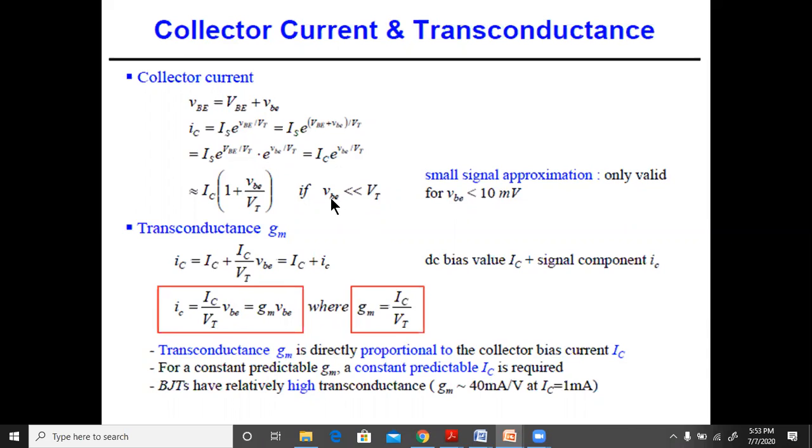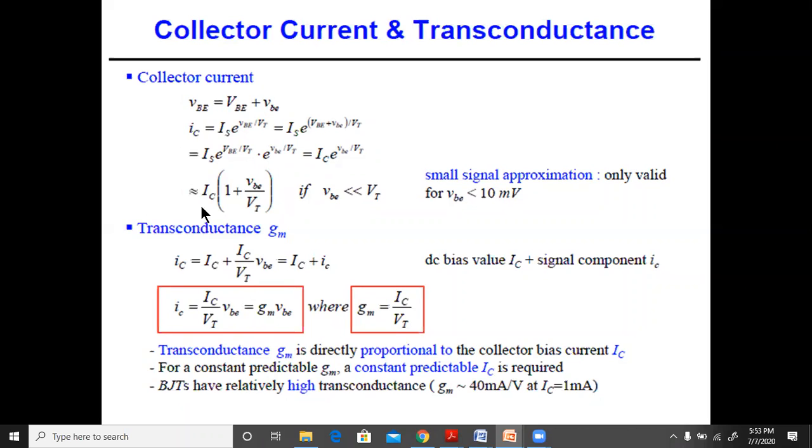So in that sense, if VBE by VT is less than 1, then VBE is less than VT. Under that condition, we can consider this as 1 plus x. IC into 1 plus x. Okay, so you can separate this out: IC plus IC into VBE divided by VT. I said already that this is the instantaneous current, which will be equal to the DC value of the current plus the AC value of the current.